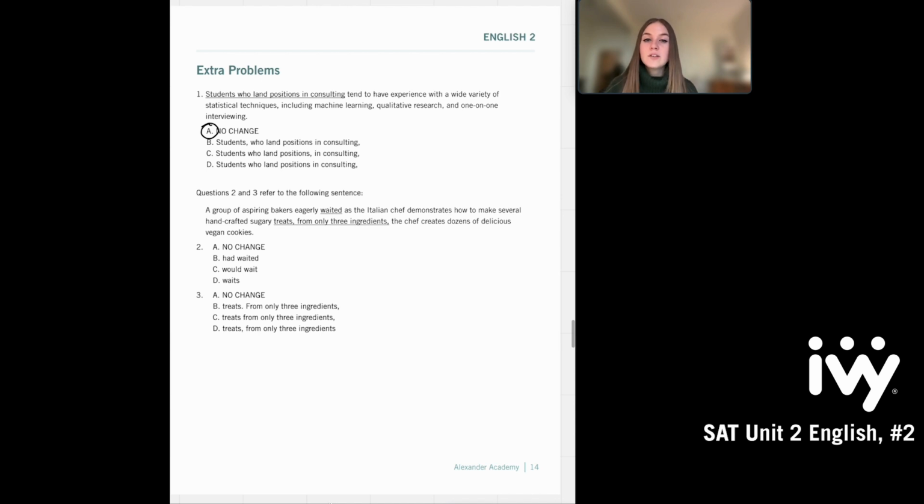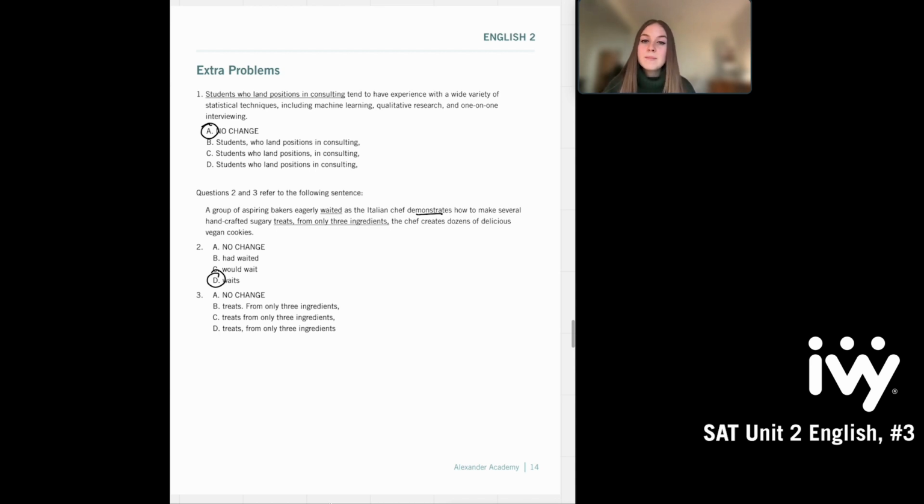Questions 2 and 3 here refer to the same sentence. A group of aspiring bakers eagerly waited as the Italian chef demonstrates how to make several handcrafted sugary treats from only 3 ingredients. The chef creates dozens of delicious vegan cookies. For number 2, we need to correctly identify the verb tense because demonstrates is present tense. Wait should also be in the present tense. We'll change that to D.